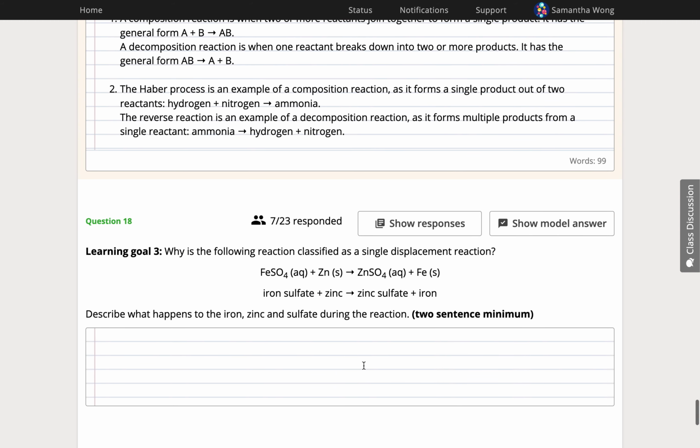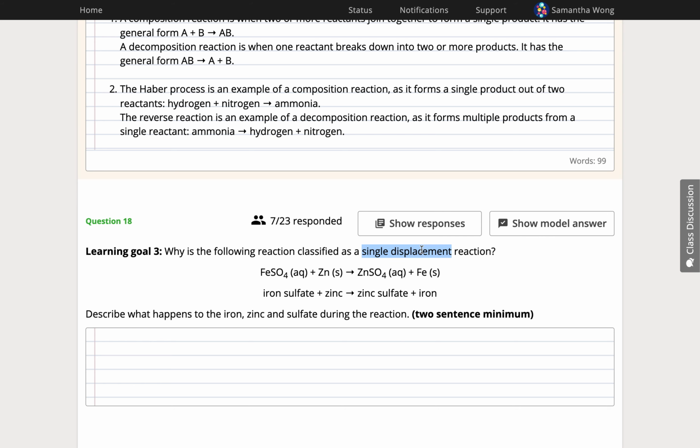Now, the last question here, question 18. Why is the following reaction classified as a single displacement reaction? The reaction is iron sulfate in solution plus zinc solid gives you zinc sulfate in solution plus iron solid. So, chemical equation, word equation. So, describe what happens to the iron, zinc, and sulfate during this reaction.